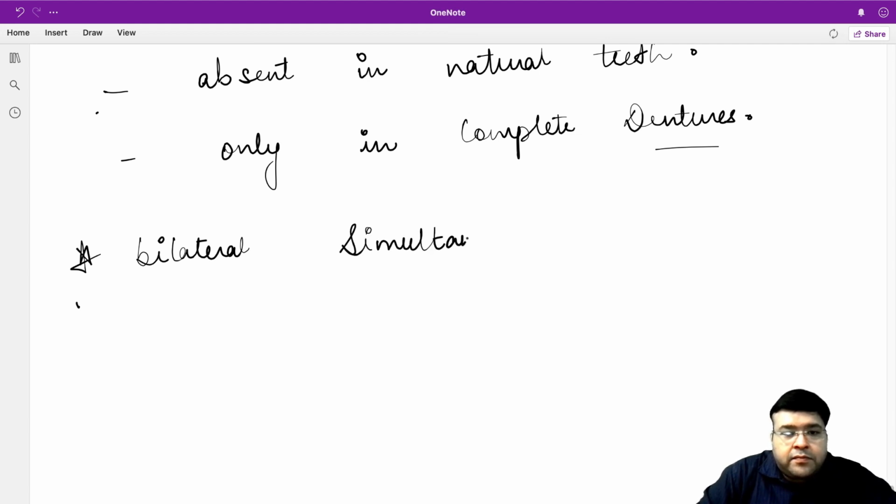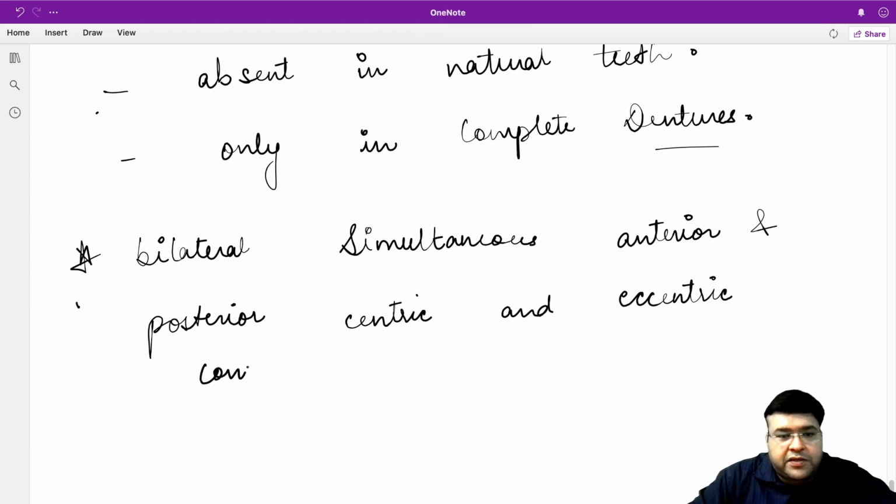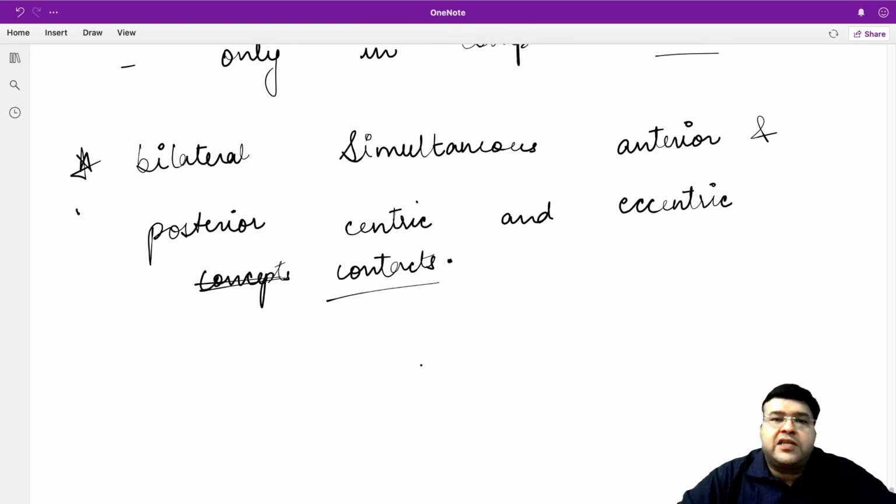So this means that you have bilateral simultaneous anterior and posterior, centric and eccentric contacts. When the patient is moving into protrusive, edge to edge, all the teeth should come in contact. If the patient is doing centric relation, centric bite, centric occlusion, all the teeth should come in contact.